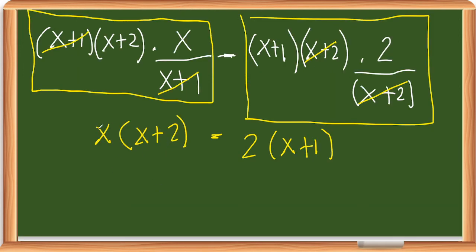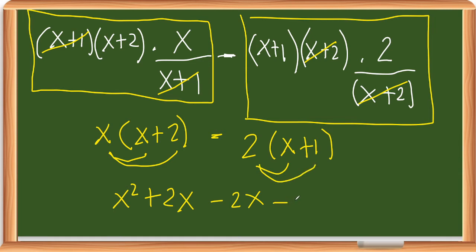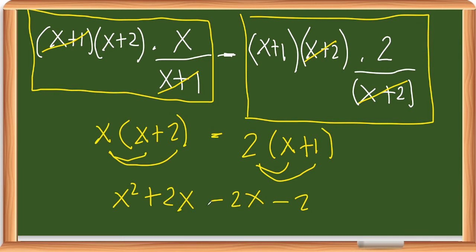Kasi we still have to multiply a monomial to the binomial using distributive property of multiplication. So, x times x is x squared. And then, x times 2 is plus 2x. How about here? We have minus 2 times x, no? So, that's minus 2x. And then, minus 2 times 1. So, that's minus 2. No? Because you are multiplying unlike signs, magiging negative. 2x minus 2x is 0. So, pwede na nating tanggalin to. So, ang natira na lang is x squared minus 2.